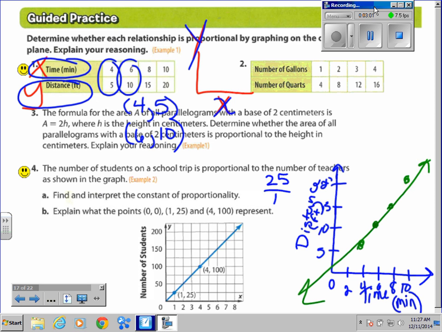Okay. The next question then is, explain and interpret it. What does interpreting that mean? What would 25 over 1 or 25 mean? Yeah. It would mean like there's one teacher for every 25 students. And I would usually read it the opposite. I'd say for every 25 students, there's one teacher. But I understand what you were saying.